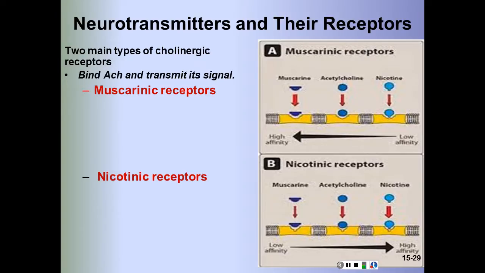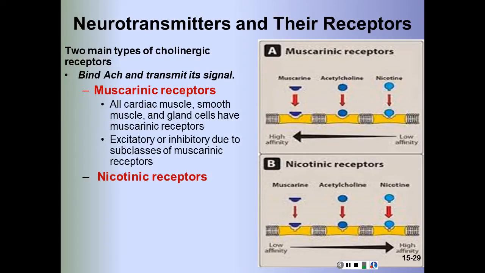The two categories of cholinergic receptors are muscarinic receptors and nicotinic receptors. The muscarinic receptors are named for muscarine, a mushroom toxin used in their discovery. Some muscarinic receptors lead to excitation, and others lead to inhibition. They are involved with second messenger systems.